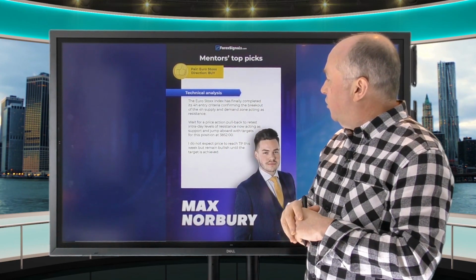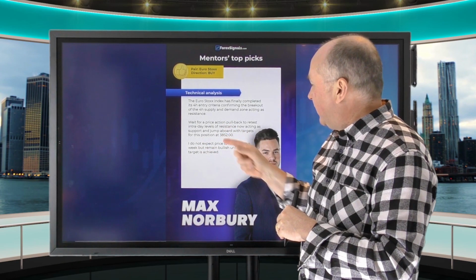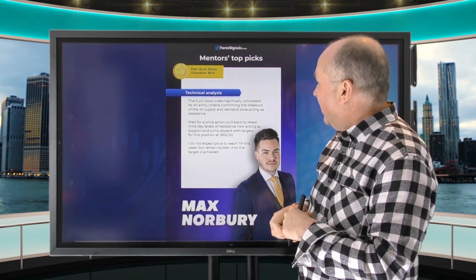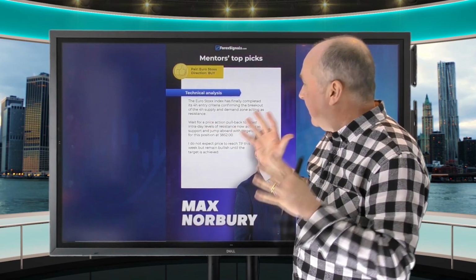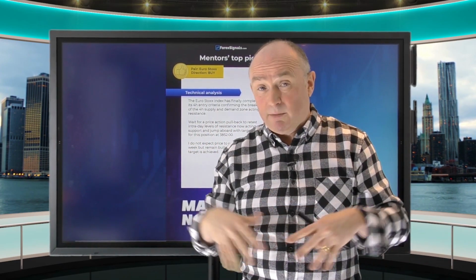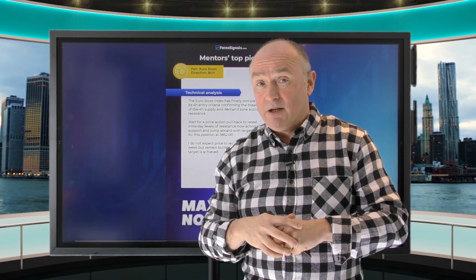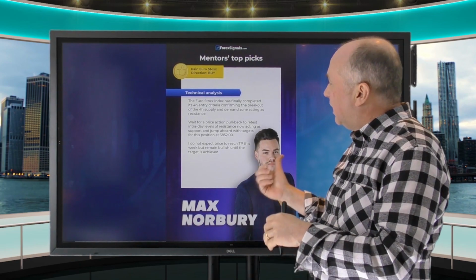Max is looking at the Euro stocks as well. He's got a target there of 38.52. It's completed a 4-hour entry, confirming a breakout from the supply and demand zone. So Max is talking about that. Of course, any of these setups or ideas you see, you can always come and talk to us in the trading room, as you well know.